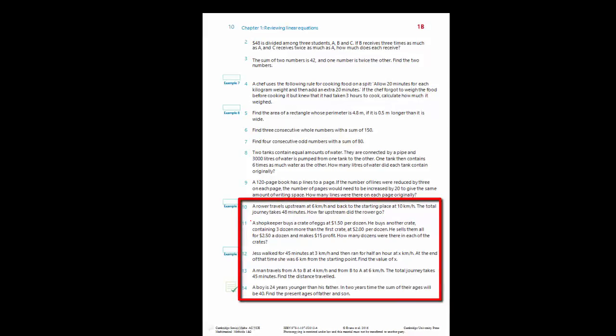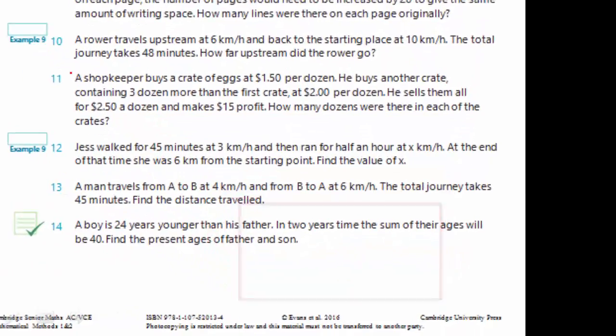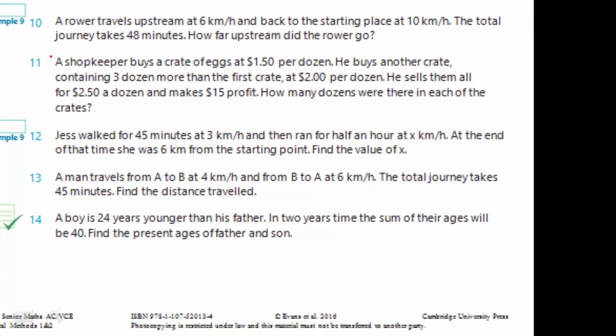And if you have any problems, by all means, approach me. But I would like to see your attempt. Don't just tell me I don't know how to do it. I want to see your attempt in order to find out where you had problems. So that's it for today.